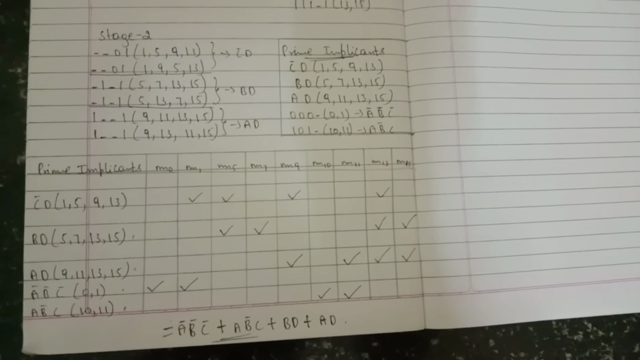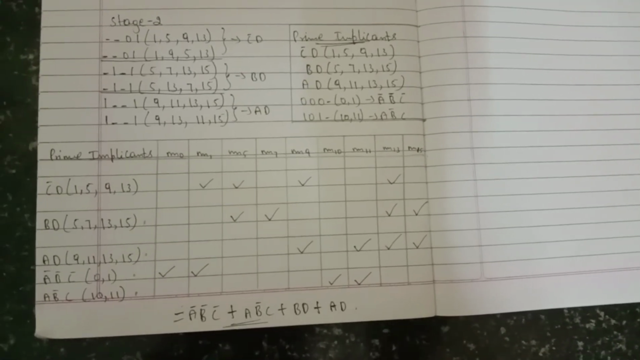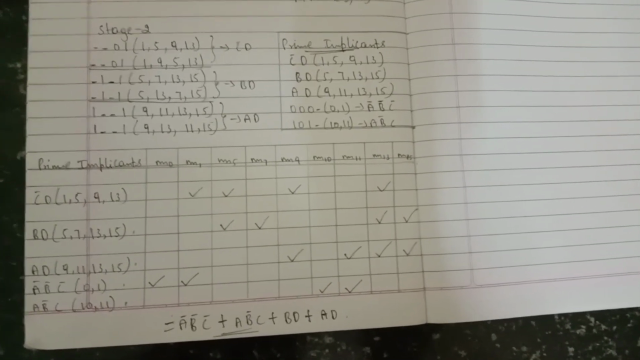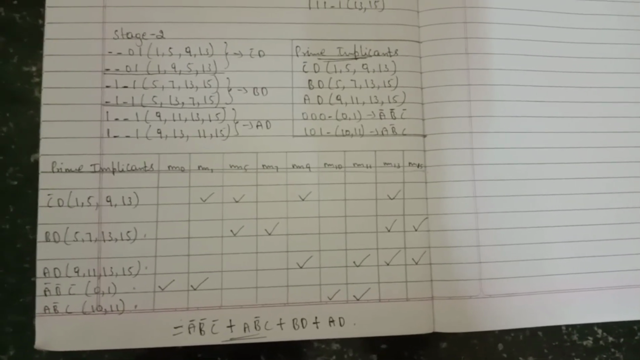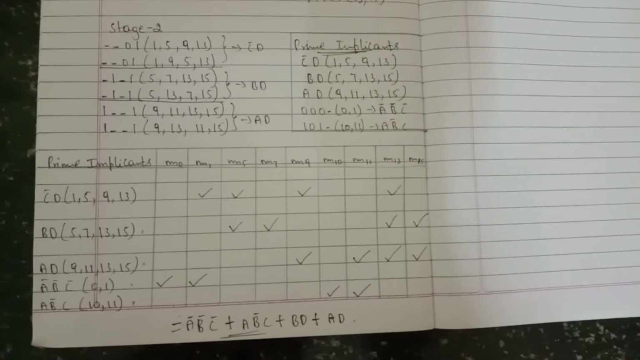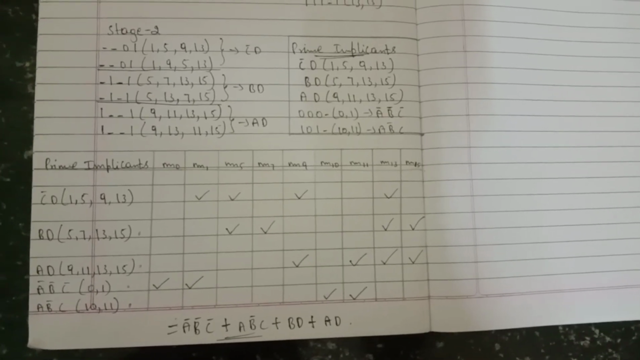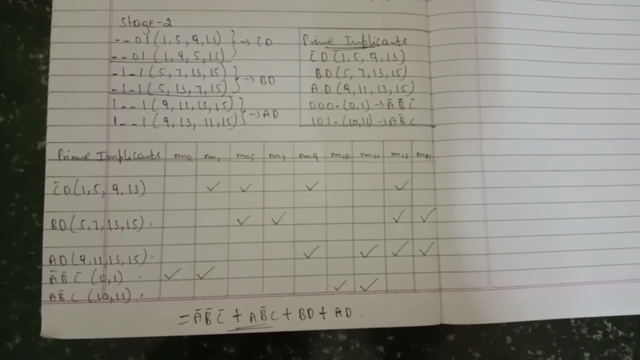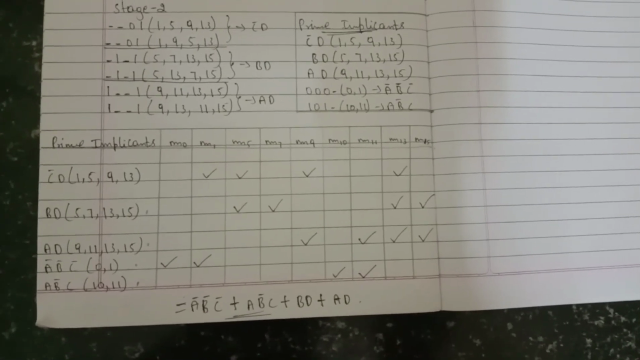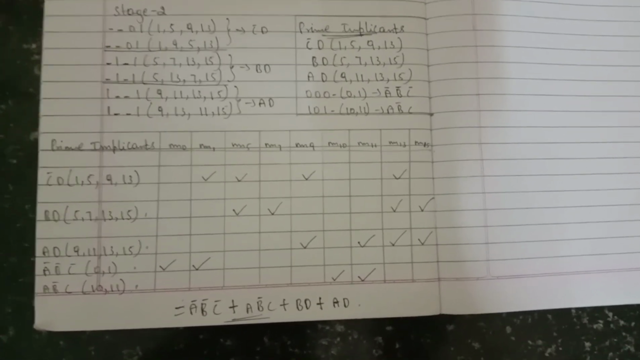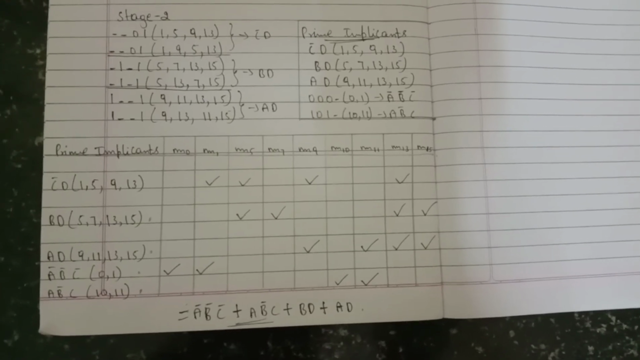Then we should search for three ticks. So in the M13 column we can see C bar D, BD and AD. So we already wrote BD and AD, so no need to write C bar D. So we obtain the expression A bar, B bar, C bar plus A, B bar, C plus BD plus AD.